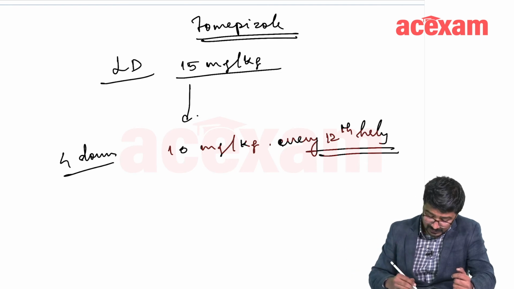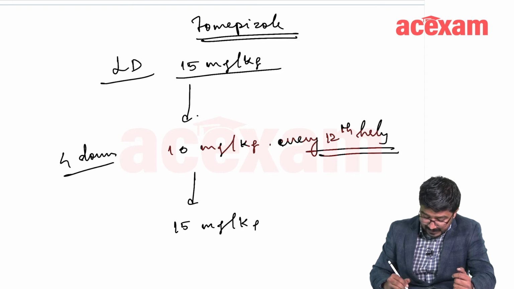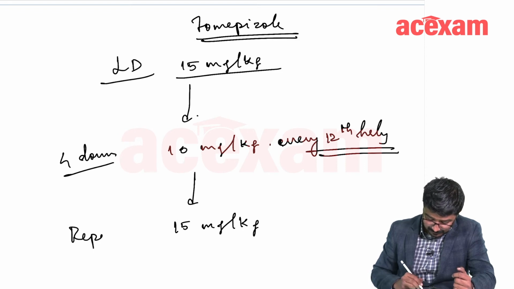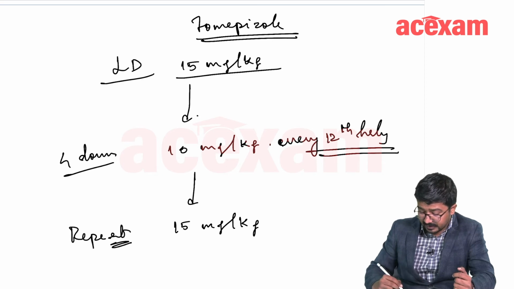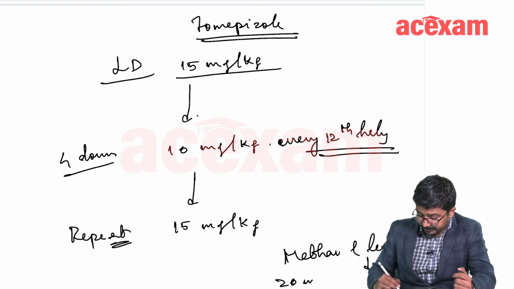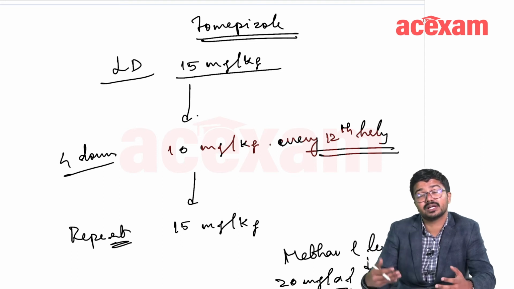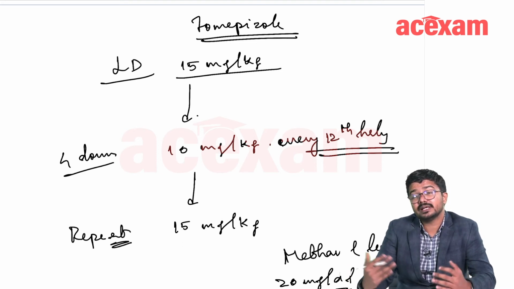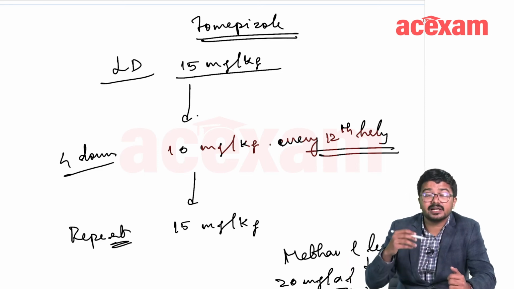After 4 doses are done, you will keep on repeating 15 mg per kg till the methanol levels fall below 20 milligram per deciliter, or the patient has recovered fully clinically, or the visual neurotoxicity has also come down. So this particular regimen you will keep on repeating.